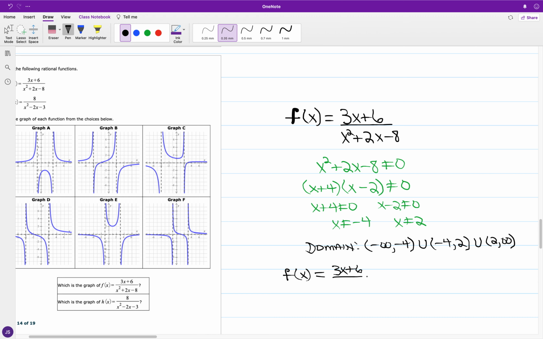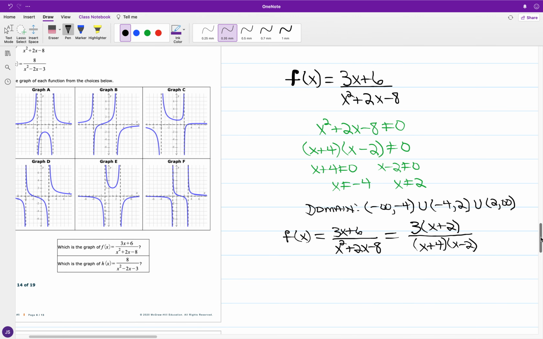So we got 3x plus 6 over x squared plus 2x minus 8. If I factor what we have in the numerator, 3 times the quantity x plus 2. In the denominator, I have the quantity x plus 4 times x minus 2. And notice both x plus 4 and x minus 2 remain.